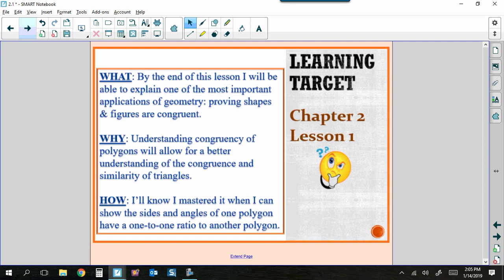Today we are going to be covering 2.1 congruence. The learning target for today is, by the end of the lesson, I will be able to explain one of the most important applications of geometry, proving shapes and figures are congruent. Another word for congruent is equal to or the same.